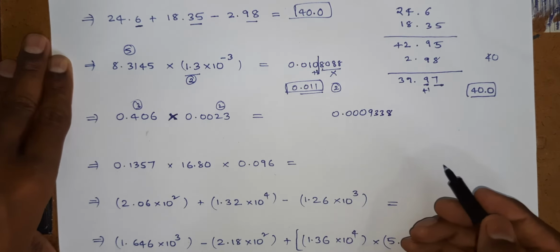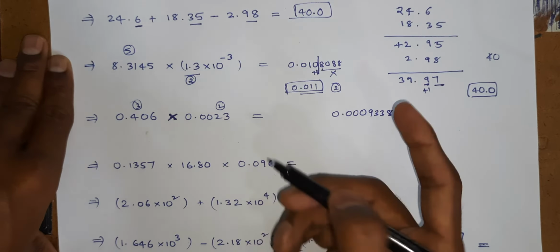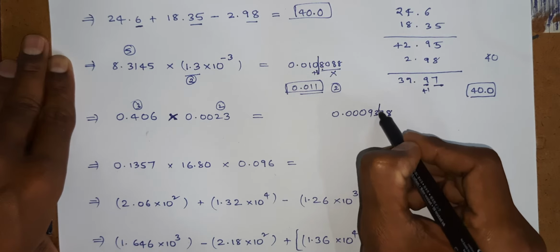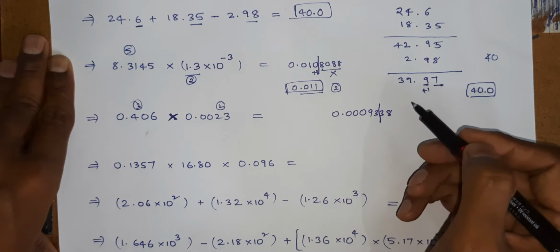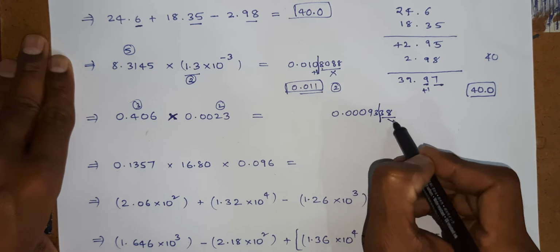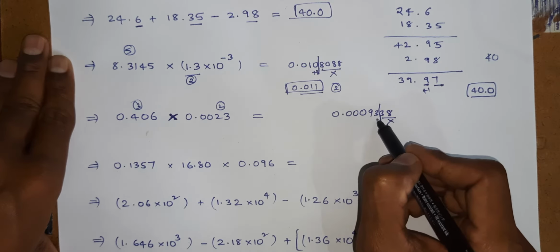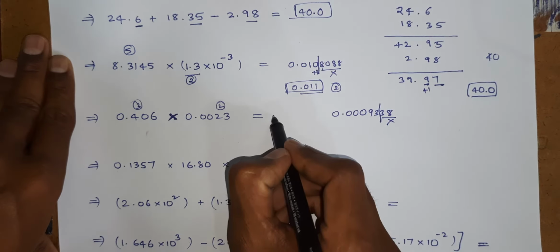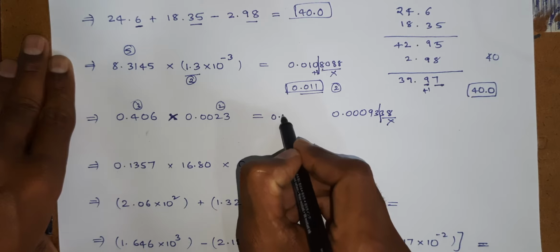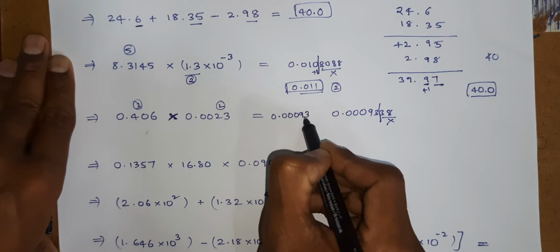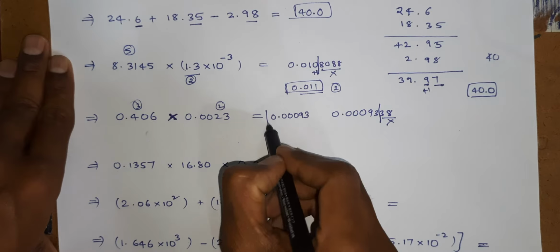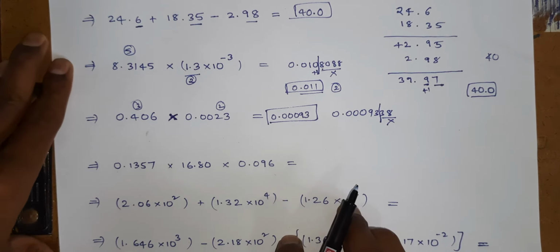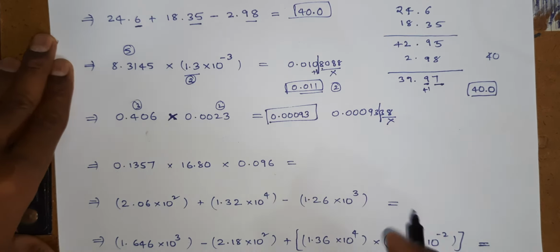0.0009338. Okay, you have to show up to two significant figures. Up to here is two significant figures, so we have to remove the rest. 3 is less than 5, so the preceding number is written as it is, so you can write 0.00093. This is two significant figures.